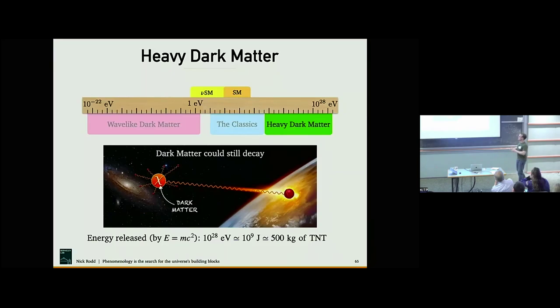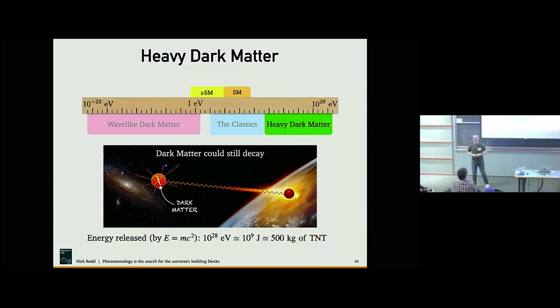Remember that I told you that we generically expect that particles can decay, and that was true of the sterile neutrino. It's also generically true of these heavy dark matter particles that they could decay. And you can compute how much energy is released when a particle with 10 to the 28 electron volts decays. It's actually equivalent to the amount of energy that's released when 500 kilograms of TNT is exploded. But this is the energy being released by one fundamental particle decaying. So it's just obscene how much energy comes out.